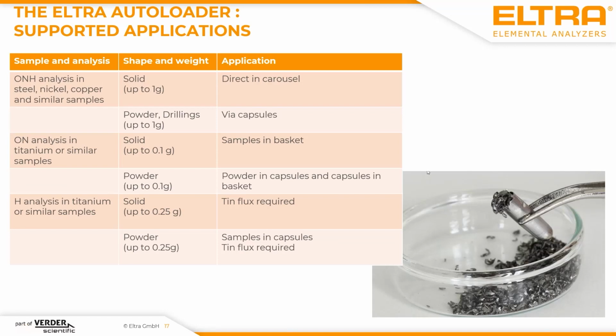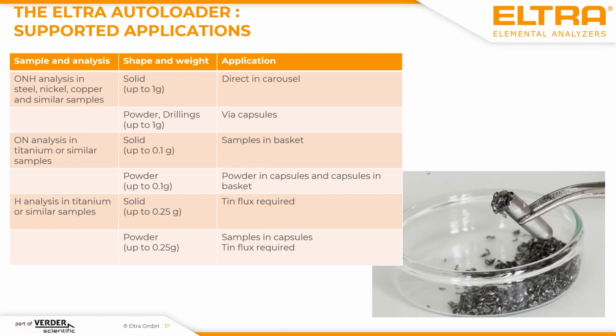The most common application for automated ONH analysis is the analysis of steel, nickel, copper in solid pieces. This does mean that you have only one piece of sample, usually up to 1 gram, and this is a sample you just put in the carousel and apply a standard application, and that's it. When you have powdered or drilled samples, the application is a little bit different.